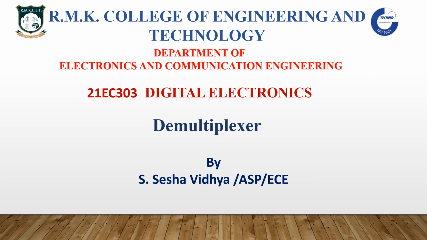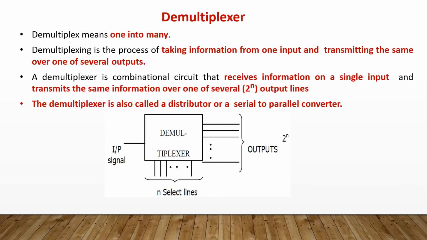So today we are going to discuss demultiplexer in digital electronics subject. So what is demultiplexer? Already we have discussed what is multiplexer. Today we are going to discuss demultiplexer. It is just opposite to that of multiplexer. Multiplexer is nothing but many to one, but here the demultiplexer is one into many.